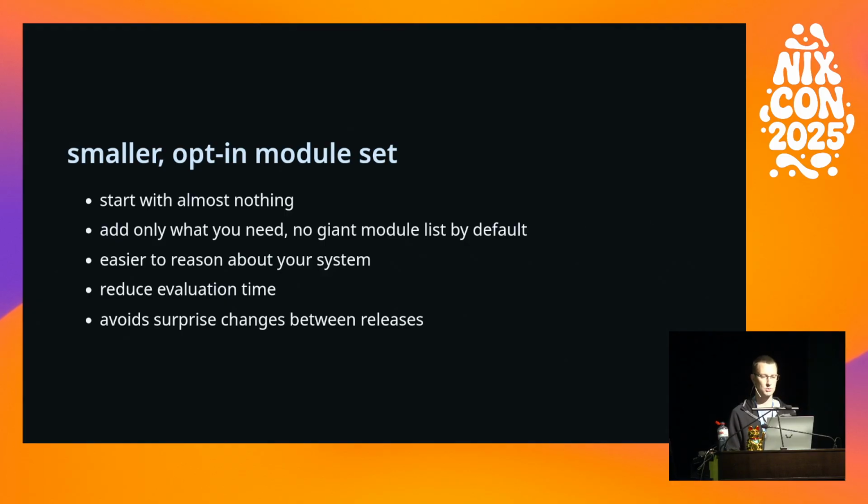I sort of mentioned with the smaller opt-in module set, again, reduced evaluation time. Surprises between changes is another one. When you're pulling in all the modules by default with NixOS, sometimes they interact with each other. So even if you didn't have a module that you cared about on your system, it still might impact your system, right? So things like that.